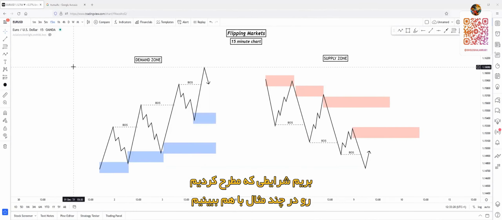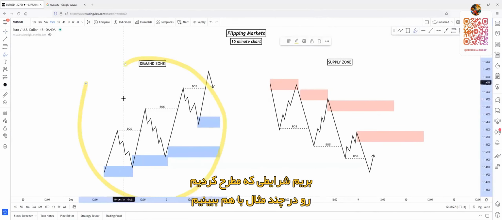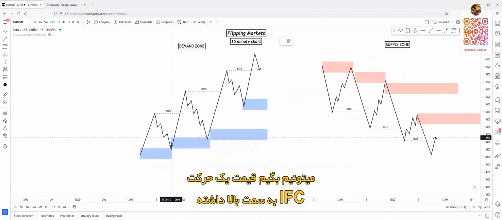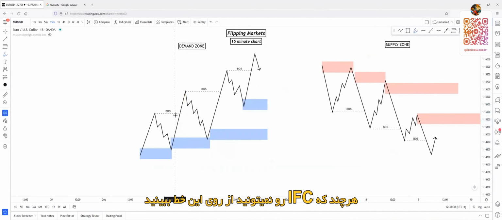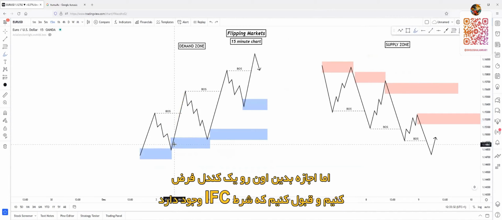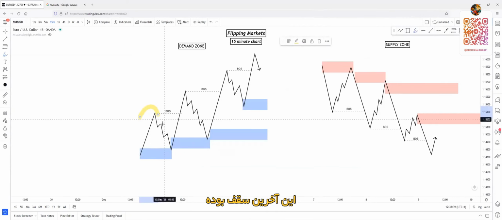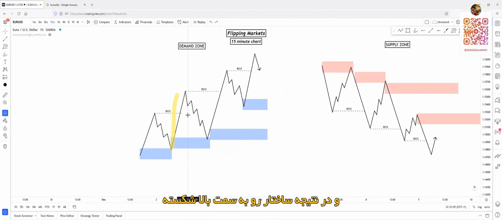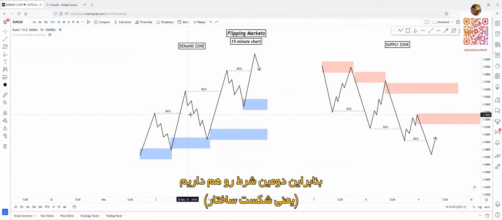Let's see the criteria on these examples. So the first one is a long example. As you can see, price, let's say, created an inefficient movement to the upside, because you won't see inefficiency on this line, but let's say with candles, it created inefficiency. First criteria is fulfilled. This was the last high point. This was the last low point. Price with an inefficient movement broke through the last high point, so it broke structure to the upside. So the second criteria is fulfilled.